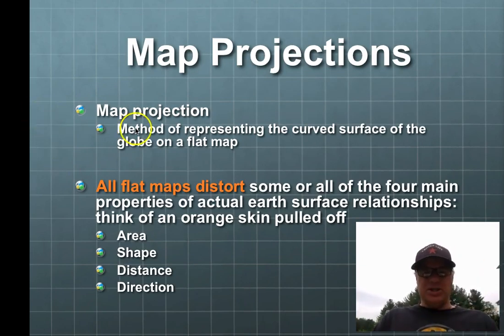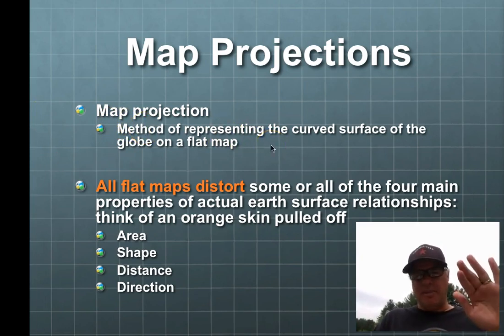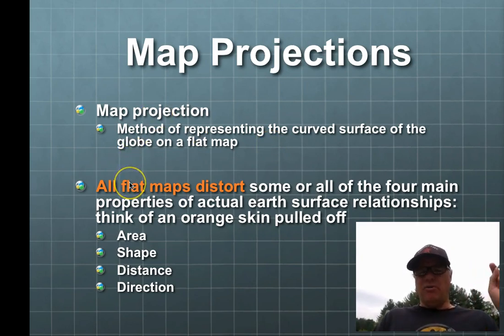Now, a map projection here, as it says, is a method of representing the curved surface of the Earth on a flat map. And the most important thing to remember here is that all flat maps distort some or all of the 4 main properties of the actual Earth's surface relationships, which are area, shape, distance, and direction.